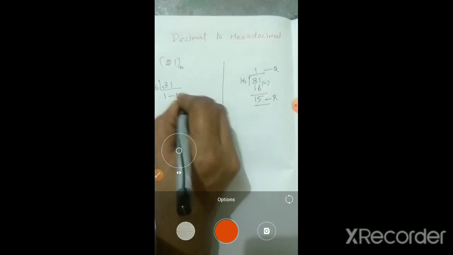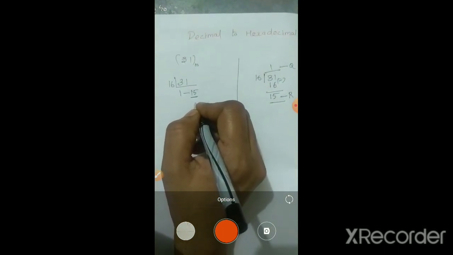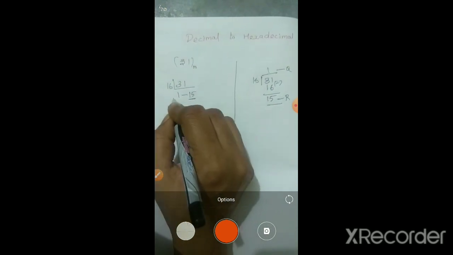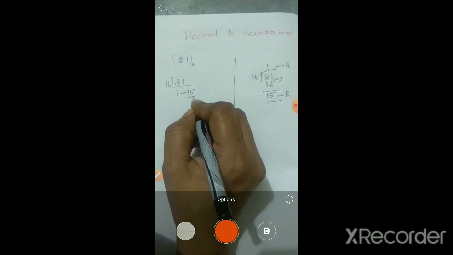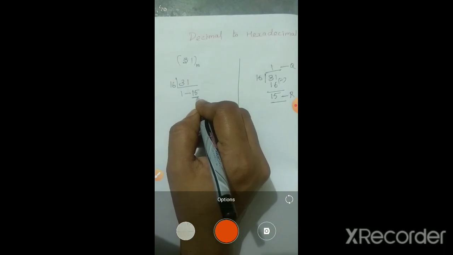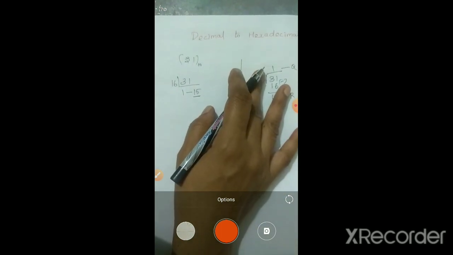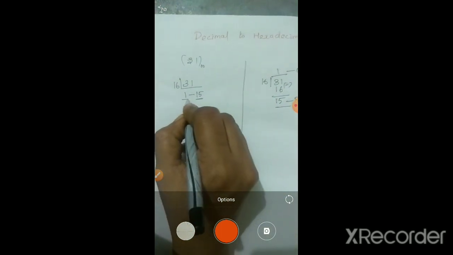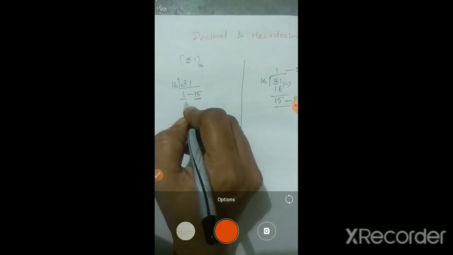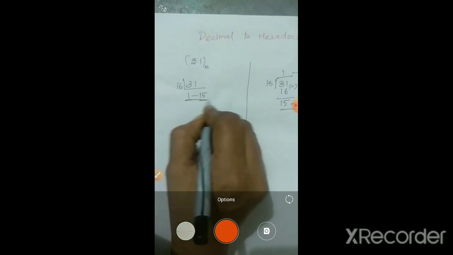Here the remainder can be a big value because the hexadecimal number system has 16 digits. That's why the quotient and remainder also come below 16, that is 0 to 15. When you get these numbers, stop the division process. The quotient is 1, and 1 divided by 16 is not possible, so stop the division process. It is the answer.